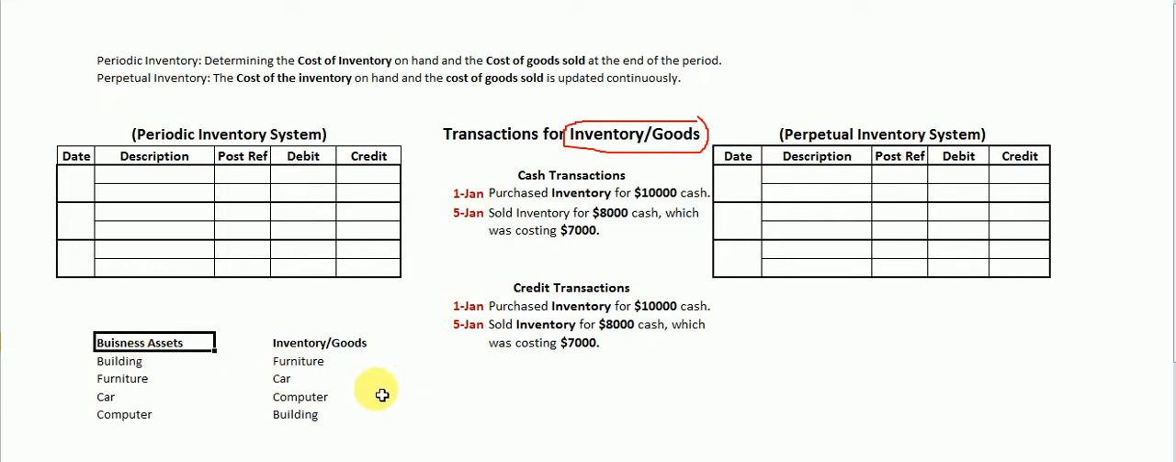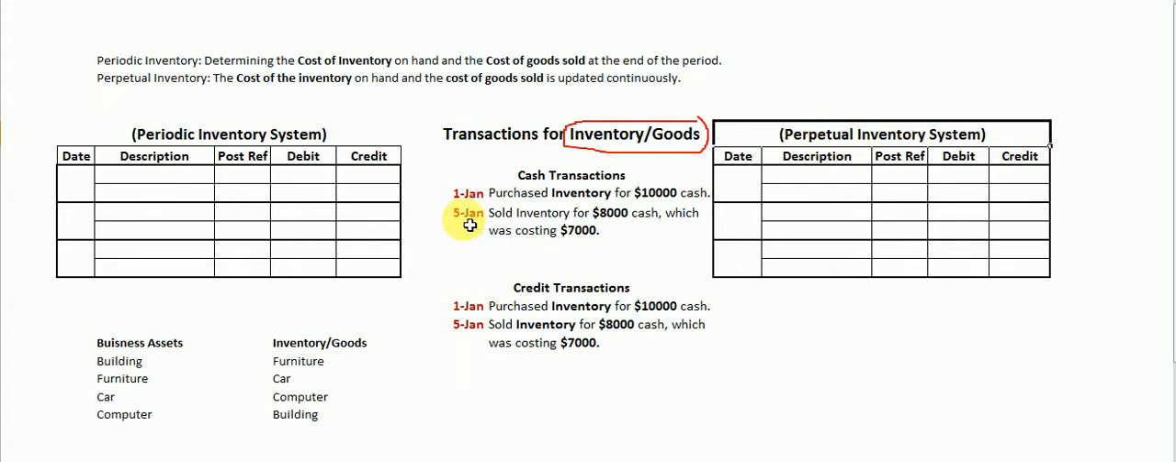Now we are focusing on how to record inventory in a business. Before talking about recording, you should know that for inventory we have two systems. One is called the periodic inventory system, another is called the perpetual inventory system. What's the difference between these two systems? Periodic inventory is a system where we determine the cost of inventory on hand and the cost of goods sold at the end of the period.